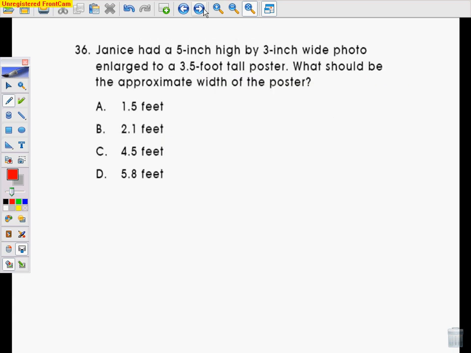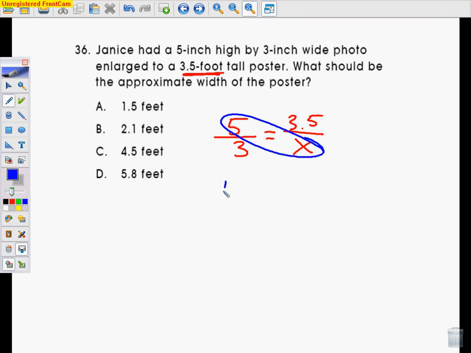All right, Janice had a 5-inch high by 3-inch wide photo enlarged to a 3.5-foot tall poster. What should be the approximate width of the poster? Well, if we're going 5 inches high by 3 inches wide, we can set up a proportion. So 5 inches high to 3 inches wide is the same thing as 3.5 foot tall, that's going to be the height, over what's the width going to be? Well, we don't know. We'll put that as x. From there, you can use this proportion and cross multiply.